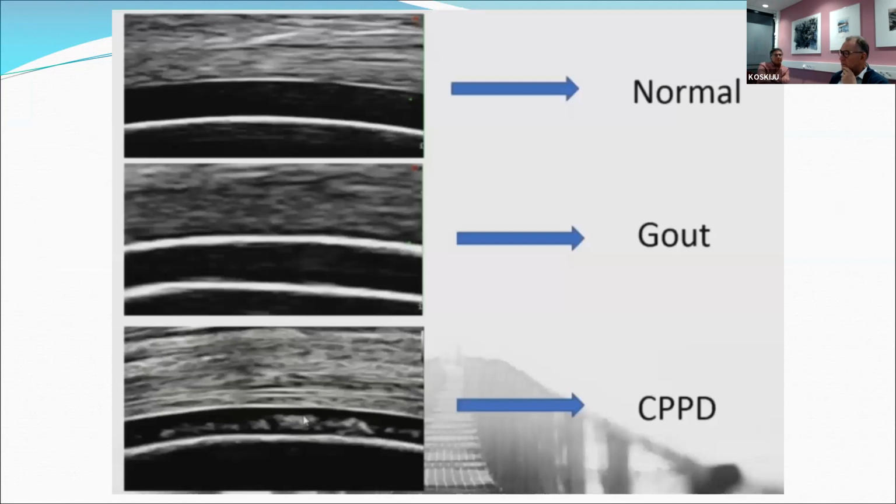Once again, the differentiation of gout, CPPD, and normal. How does it look like in ultrasound? Normal, an anechoic black zone over the bone with a small, tiny white line, but double contour in gout.